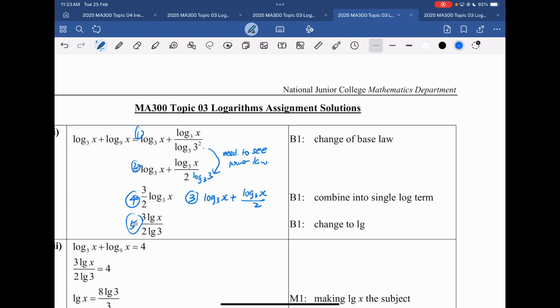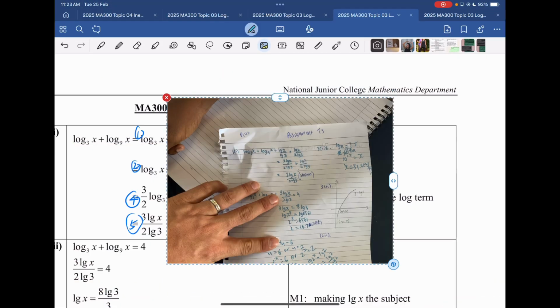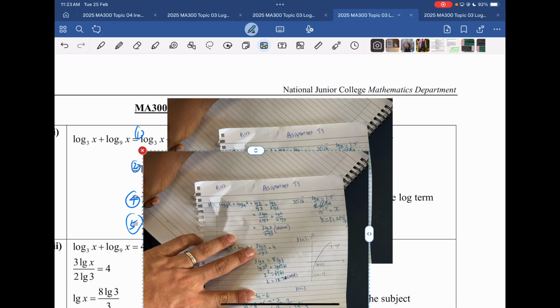Can, Jun Kai? Oh, cannot log both sides? What do you mean by log both sides? Log x equals 3 log x. Can you log 10 or something? Log x out of log 3 plus log x. Oh, can. Okay, let me show you. One second. Jun Kai, I think this is what you mean, is it? Something like this?